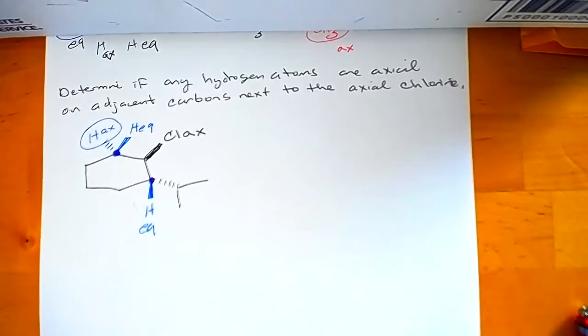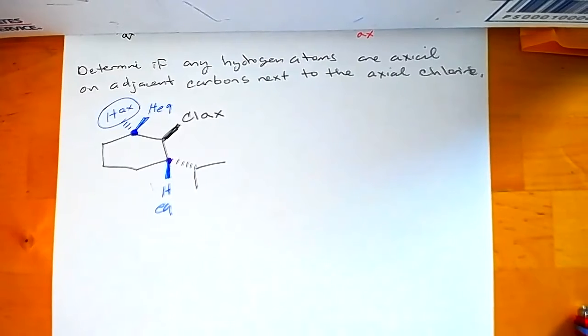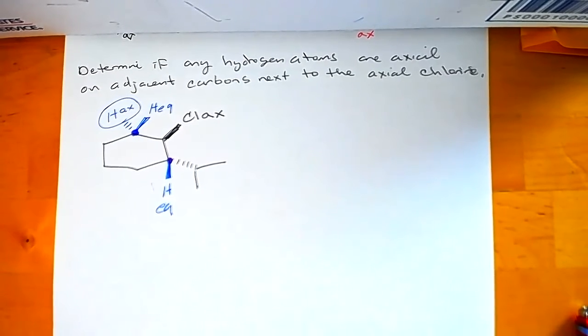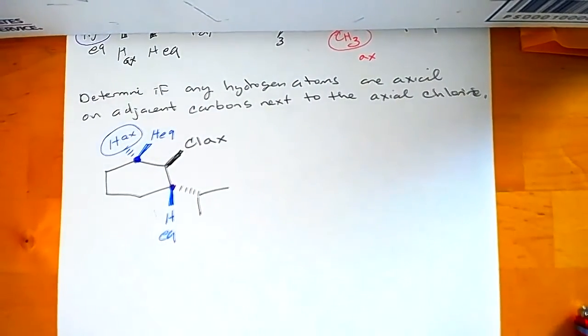Now that may sound like a pointless exercise, but when we get later on to chapter 7, you're going to be doing that activity to determine which hydrogen atoms can actually be eliminated to force the formation of an alkene, okay? So this tool, being able to do this, is very useful in predicting viability of reactions.